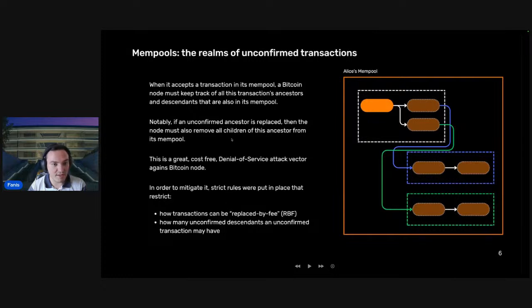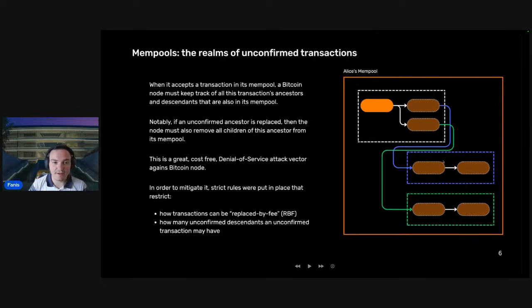So mempools, as a reminder: every Bitcoin node has its own mempool, and it's basically where all the unconfirmed transactions are waiting before they are added by some miner into a block. And when it accepts a transaction in its mempool, a Bitcoin node needs to keep track of all the ancestors and descendants of these transactions that are also unconfirmed, so that are also in the mempool. And it's easy to understand why, for example, if we take the example of a transaction which has several child transactions.